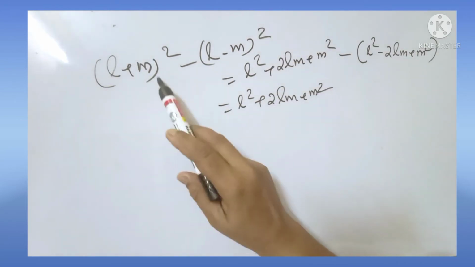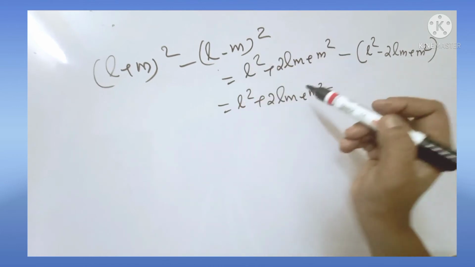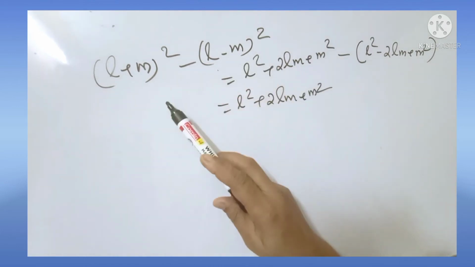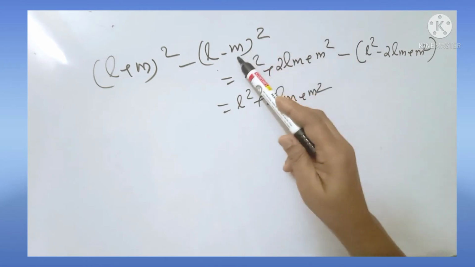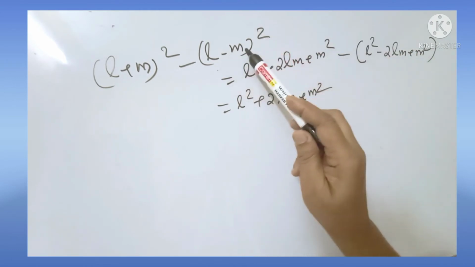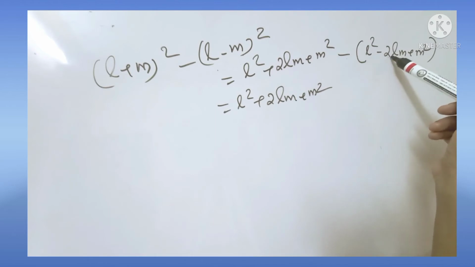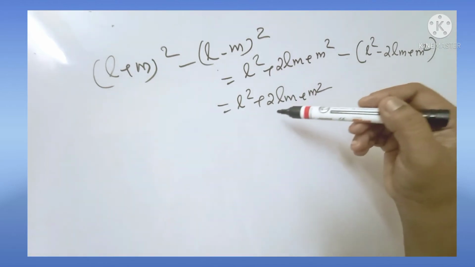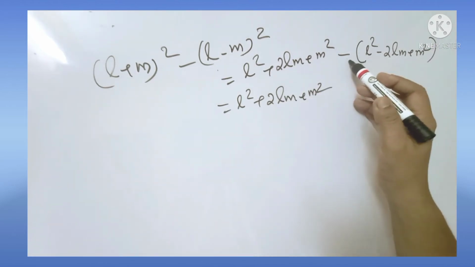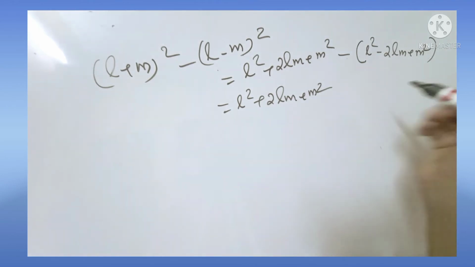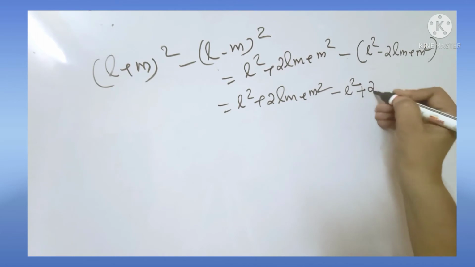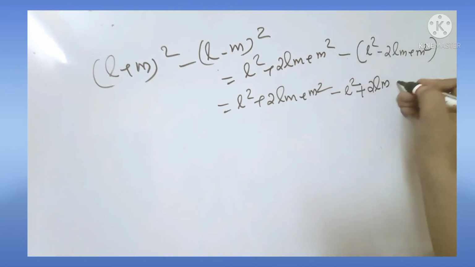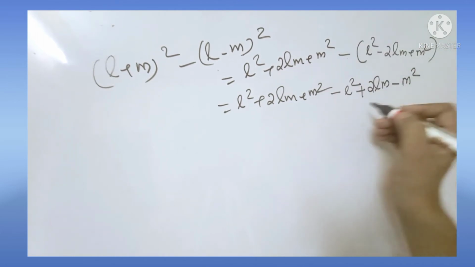Next question: L plus m whole square minus L minus m whole square. So this is expanding the first expression, L square plus 2LM plus m square, minus the expansion of L minus m whole square, which is L square minus 2LM plus m square. After expanding, we want to take this minus to each term inside the bracket. So minus L square plus 2LM minus m square.